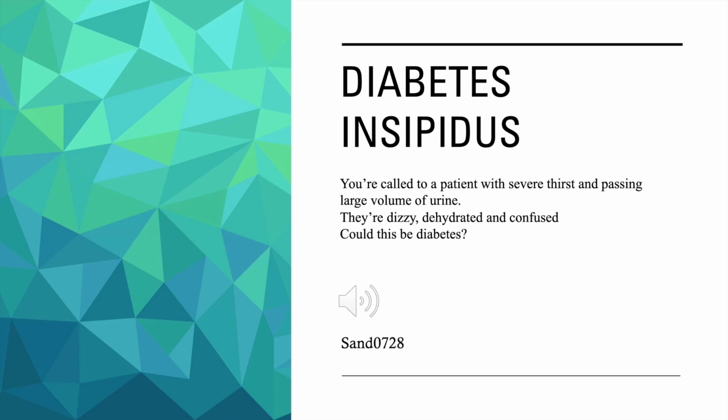You're called to a patient with severe thirst and passing large volumes of urine. They're dizzy, dehydrated, and confused. Could this be diabetes? Not necessarily the one you're thinking of.